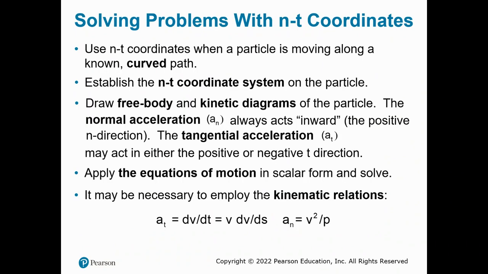Using the n-t coordinates, when the particle is moving along this curved path, we establish the n-t coordinate system on the particle. We draw the free body diagram and kinetic diagram of the particle. The normal direction will always be inward, the positive n direction. Tangent acceleration at may act in either the positive or negative t direction. We apply the equations of motion in scalar form and solve. It may be necessary to use the kinematic relations at equals dv over dt or v dv over ds, and an equals v squared over rho, rho being the radius of curvature.